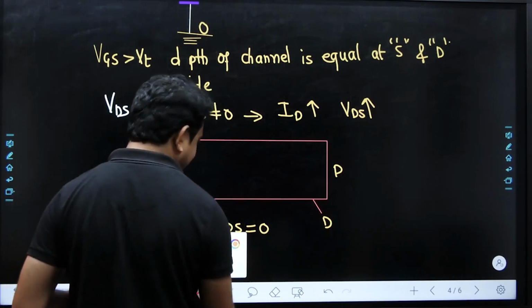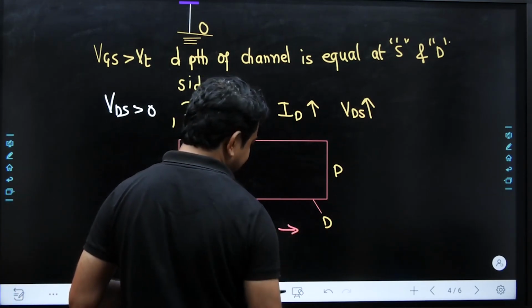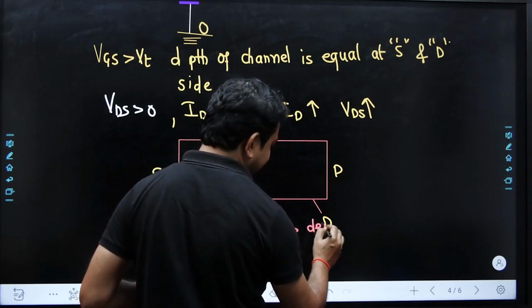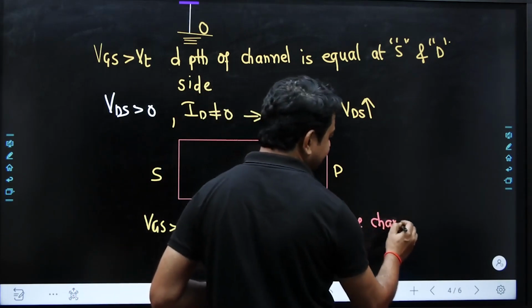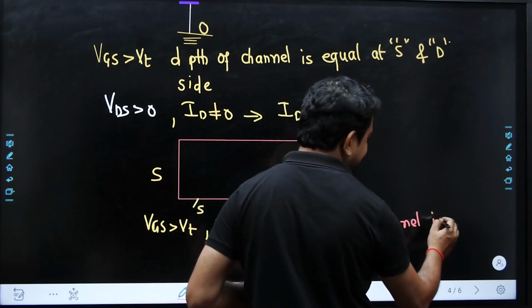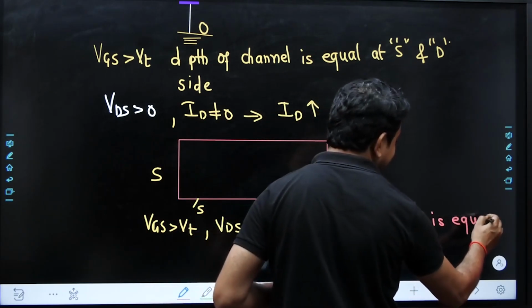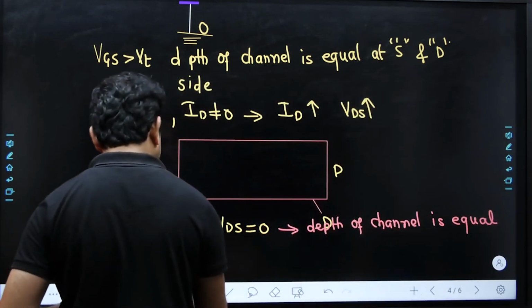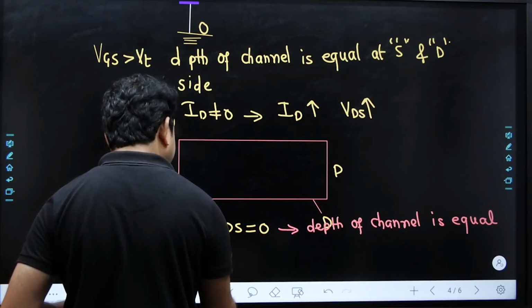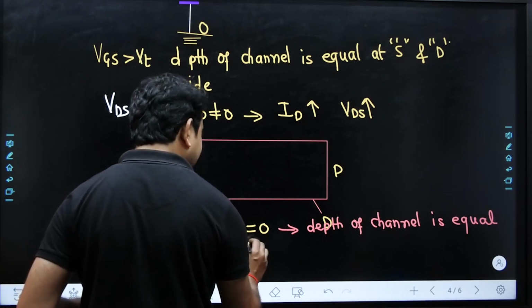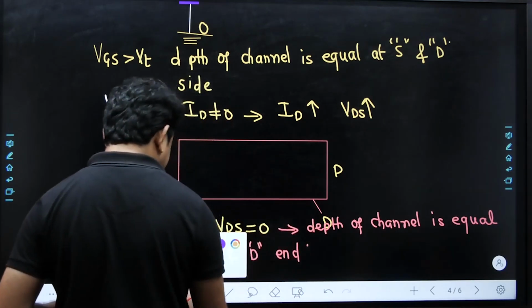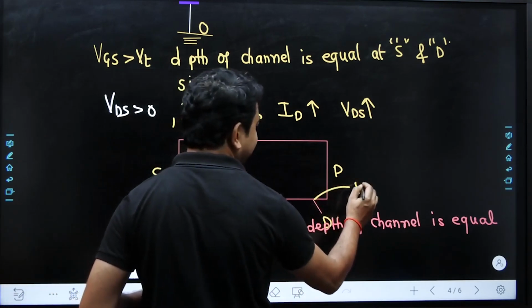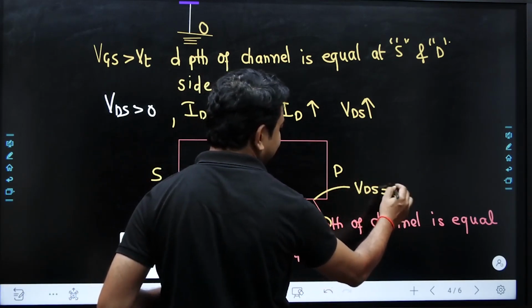So I want to write here the depth of the channel. In this first condition, the depth of the channel is equal at the source and drain end, both ends. Okay. So I mean to say that here, what is the potential of VDS? The VDS potential will be equal to 0.